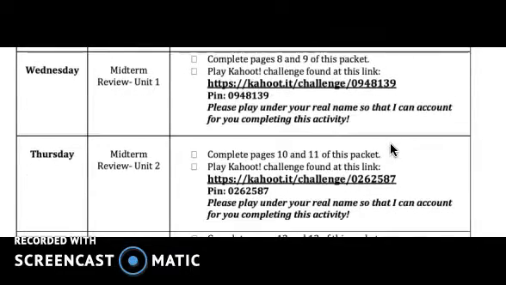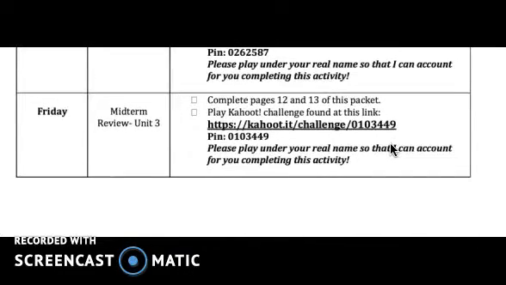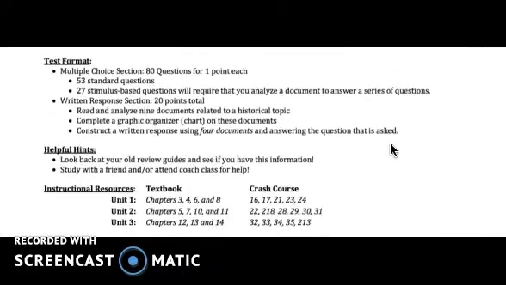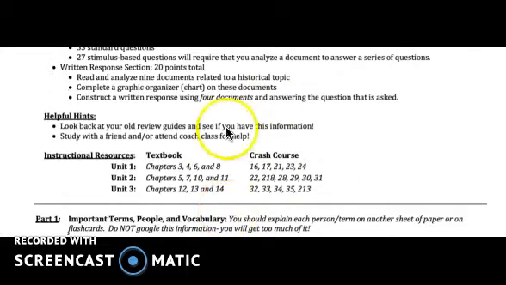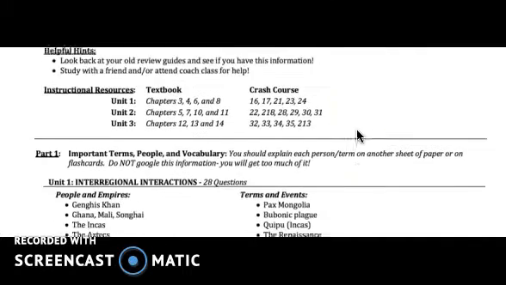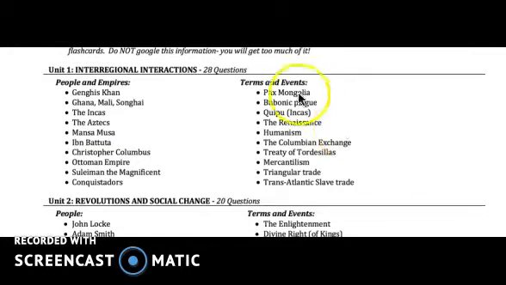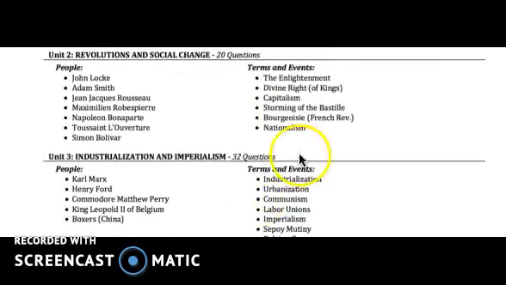I've included midterm reviews for units 1, 2, and 3 here for you, as well as Kahoots, and then your overall midterm exam review, highlighting which crash courses deal with this, as well as the chapters in your textbook. You do need to go through and explain each person and term. This should be very easy if you've been holding on to your review guides, as I've been telling you to do throughout the year. You'll notice there are 28 questions from our first unit, 20 questions from the second, and 32 from the most recent.